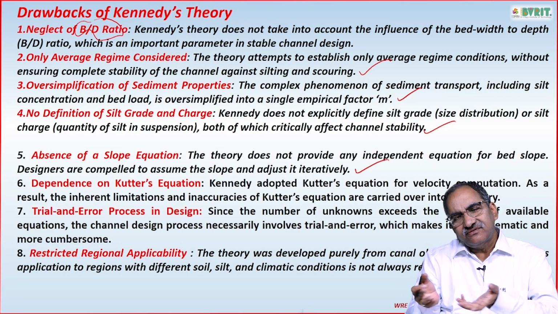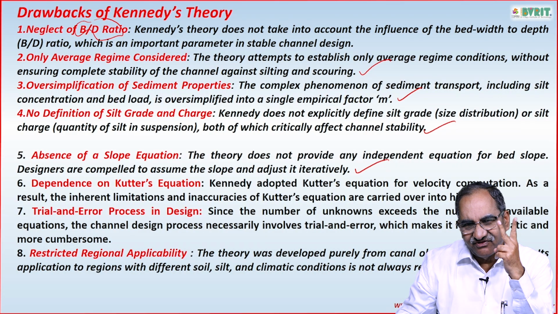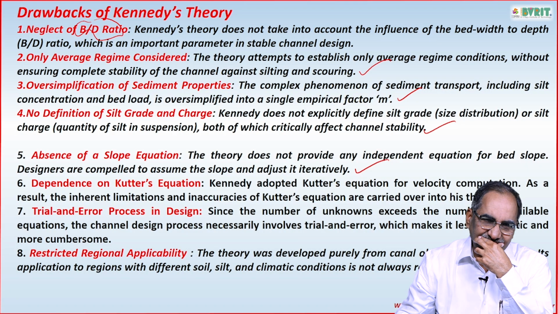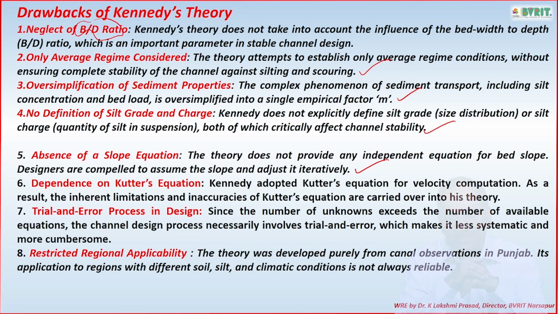Then the entire Kennedy's theory depends on only 2 equations. One is the critical velocity ratio equation, basically a velocity equation, and the second is again a velocity equation, that is Kutter's equation. So whatever limitations are there in Kutter's equation are now introduced into Kennedy's theory. That is one of the biggest disadvantages of Kennedy's theory. Moreover, this entire approach, assuming trial values, is a trial and error procedure, which is more cumbersome to do.